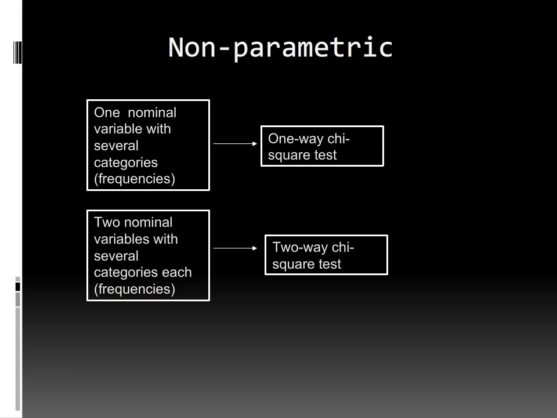The two-way chi-square test essentially tests an interaction. That is, whether the frequencies in the categories of one variable are dependent or not on the frequencies in the categories of the second variable. In our current example of a two-way chi-square test, we are asking whether personality type A or B is independent of gender, male or female.